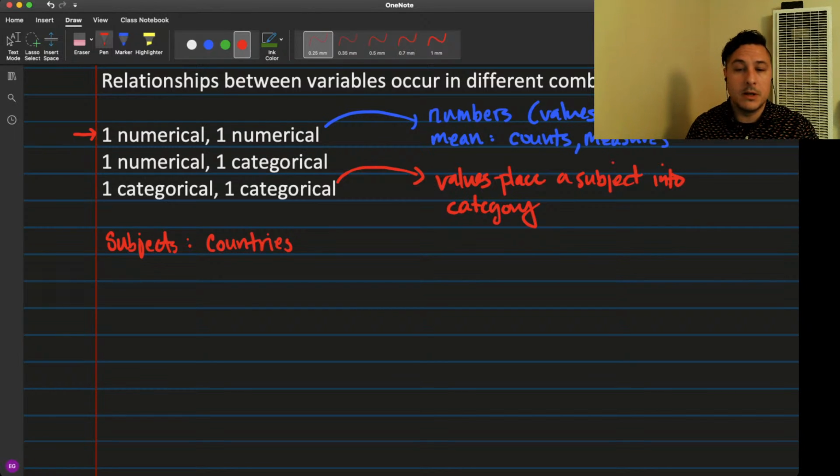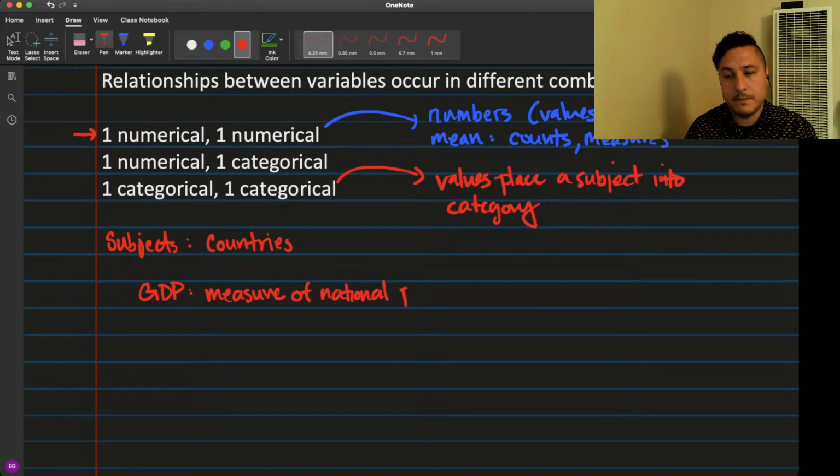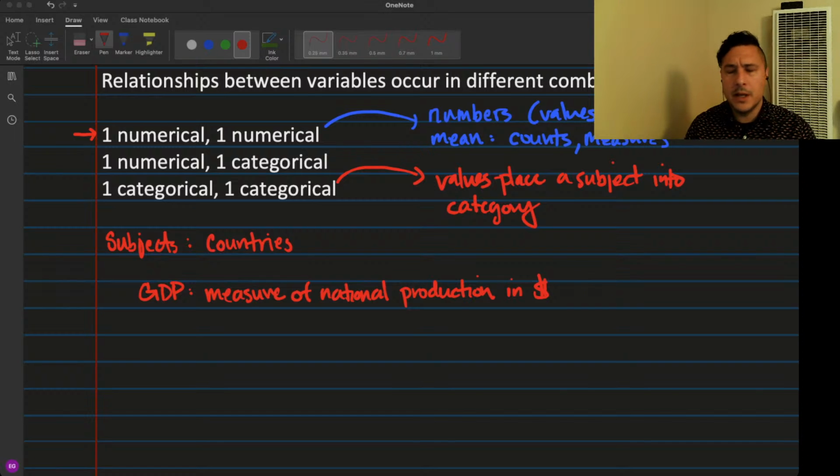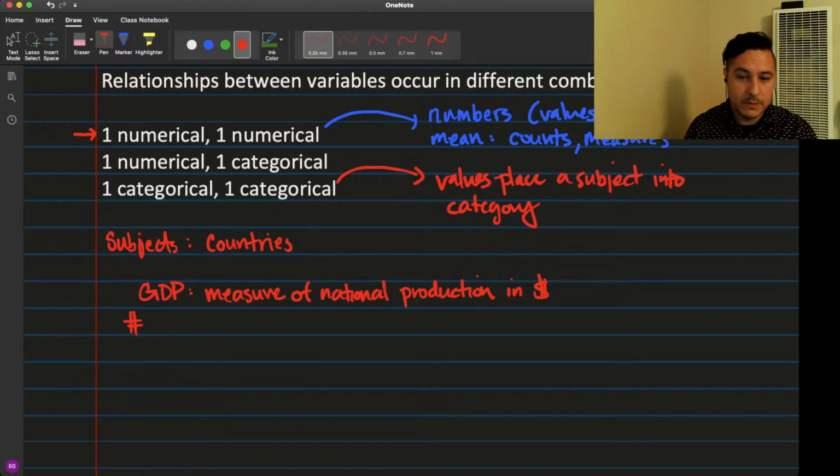The variables that we're going to record are GDP. GDP is a measure of national production in dollars, so that's something that's measured. If you look at all the goods and services that a country makes, and you add them up at the end of the year, how much is that? That's what GDP is. Another number will be the number of children born per woman.